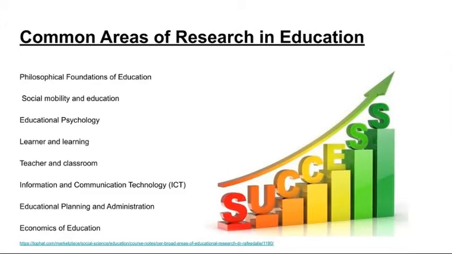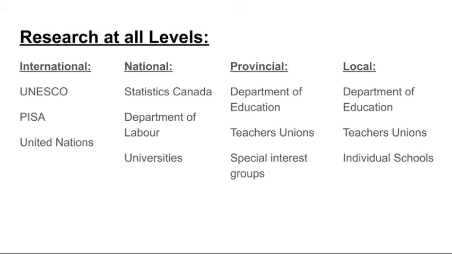Some of the common areas in research in education focus on the philosophical foundations of education, learners and learning, and teachers in the classroom, and these typical areas focus on how to improve student success as well as how to create lifelong learners. Research in education is seen at all levels: international, such as UNESCO and PISA; national, such as StatsCan or the Labor Department; provincial, such as school boards or teachers' unions; and even at the local level, such as principals or local leadership.